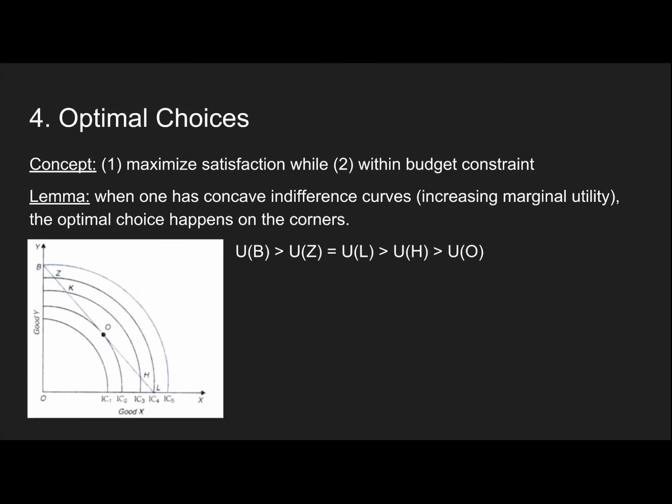So you can see the graph here. The utility level at point B is greater than the utility level at point Z, which is the same as point L, and is greater than H, and is the same as K, and is greater than O. So point B has the highest utility, and that will be the optimal choice when we have concave indifference curves.